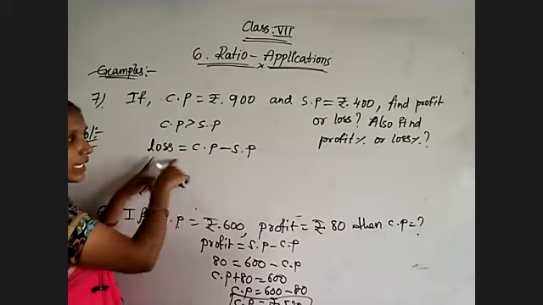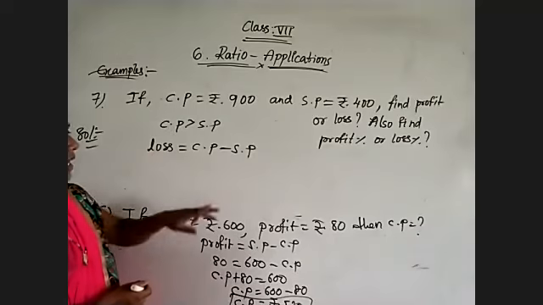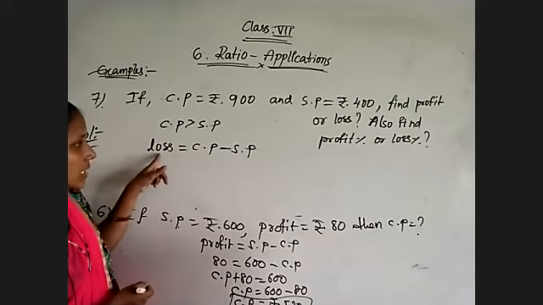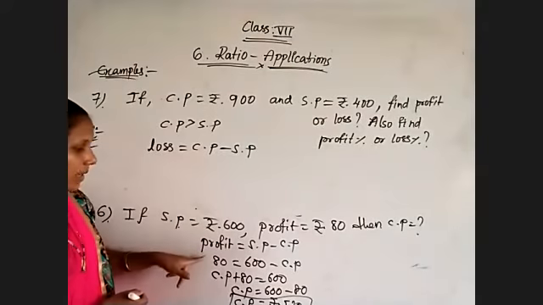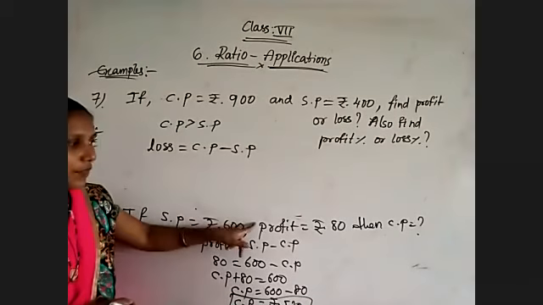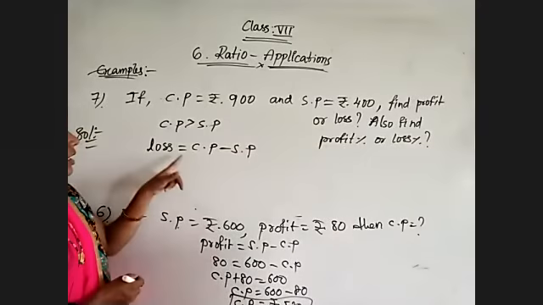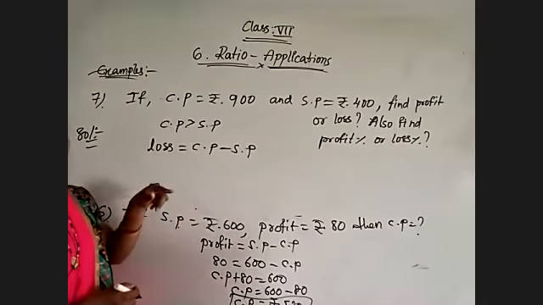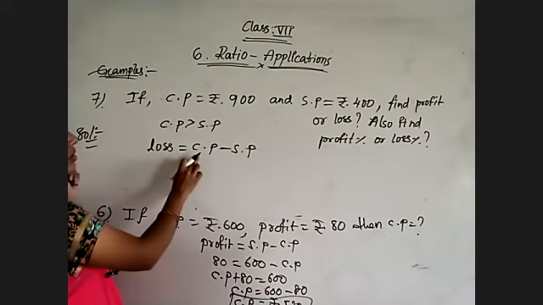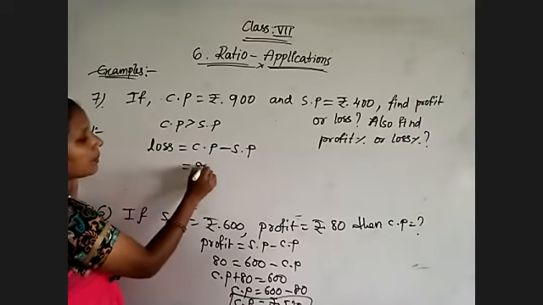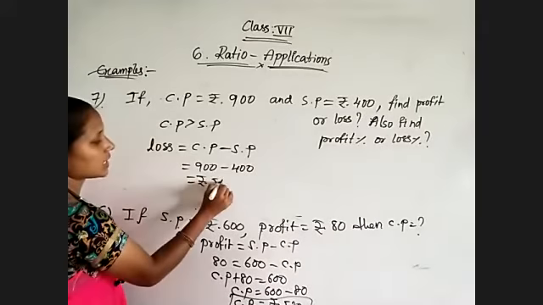And here three unknown values are there. If any two values are given, we can find out the third value. So if they are given loss and SP, in that case we have to find out CP. Same like this only. Just observe here, SP and profit given, we are finding CP by using the same profit formula. If instead of profit they have mentioned loss, we need to use the formula of loss. That's all. So CP value is 900 minus 400, which is nothing but 500 rupees of loss we got.